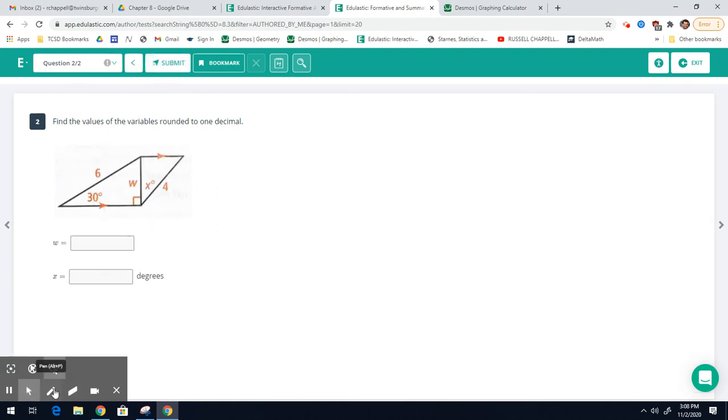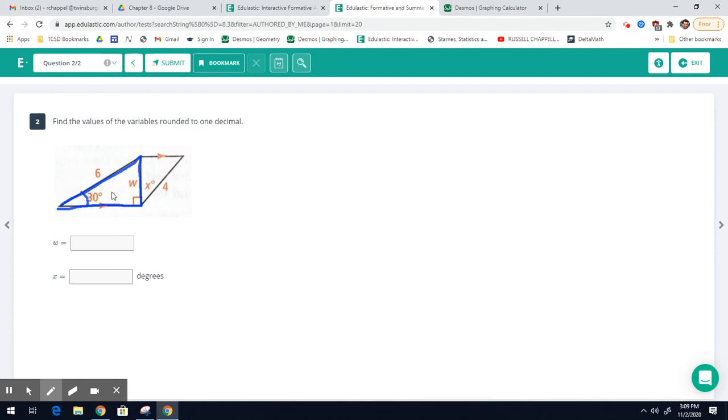So now we're going to take a look at this problem here. So we've got to find W and X. Now notice that X is an angle measure where W is a side length. So in this problem, I know that there's an angle of 30 here and a side of 6. So I'm going to use trigonometry and find this W first in this right triangle.